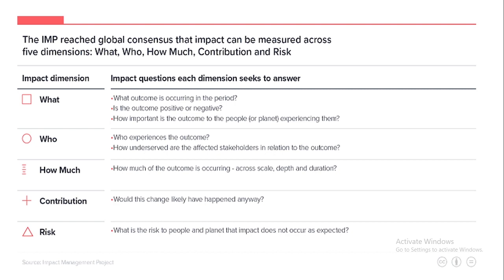Then the contribution. Would this change likely have happened anyway if we did not do this intervention? So they are looking at contribution and attribution. Is this outcome actually directly attributed to this intervention? We have to look at that when assessing impact. And then the risk: what is the risk to the people and planet that impact does not occur as expected? What is the high expected risk? So that is it about impact measurement for social entrepreneurs, moving from data to actions.